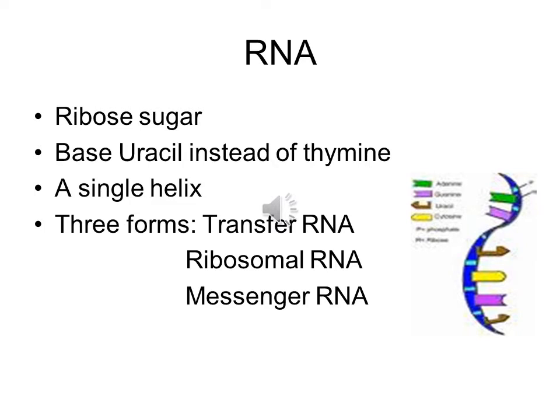It has some of the same bases. It has ribose sugar instead of deoxyribose sugar. It has uracil as a base instead of the base thymine. RNA is a single helix. In the picture, you see DNA on the left and RNA on the right.